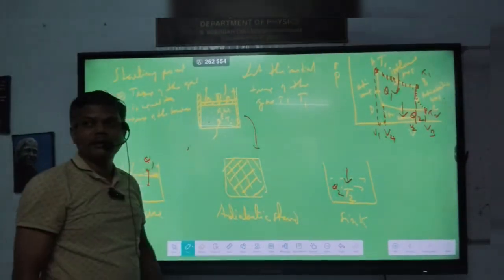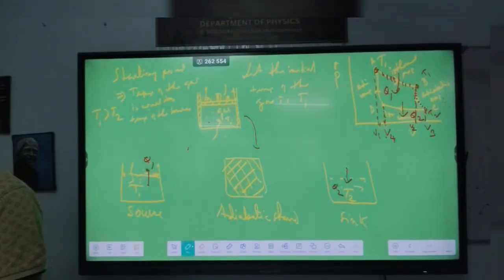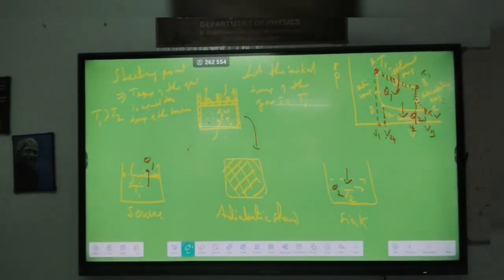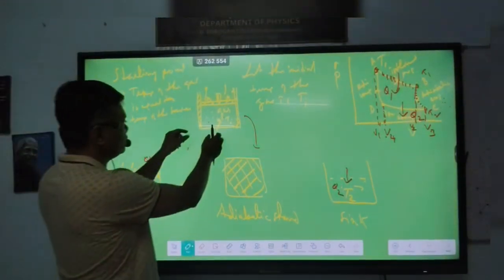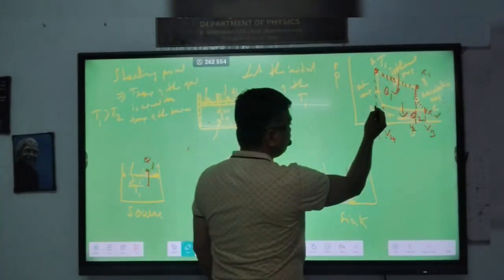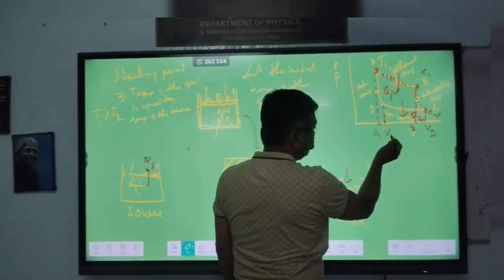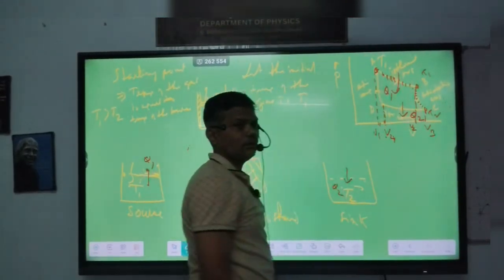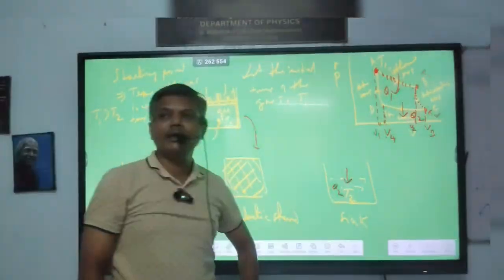After that you again bring this whole cylinder and put it over the adiabatic stand. Again you compress it so that the temperature will increase, up to the source temperature. So I'll put this gas from here to here and I'll increase the pressure, and the temperature will increase from T2 to T1, and volume will go from V4 to V1. So now again you are coming back here.